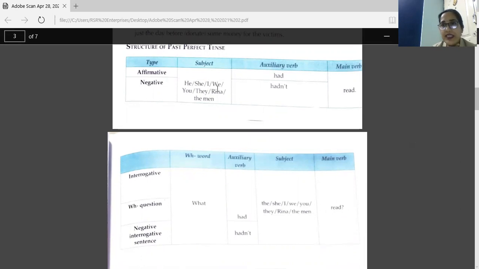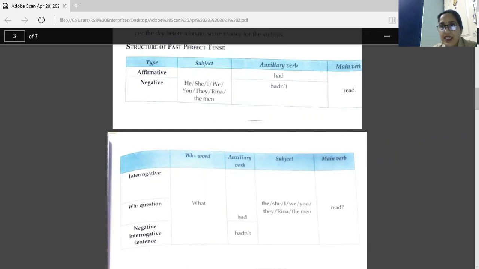He, she, I, we, singular also, plural given there, because with both we have to use had only. He had read, they had read. Negative will be had not. You have to add not there with had. She hadn't read, you hadn't read. So this is affirmative and negative.